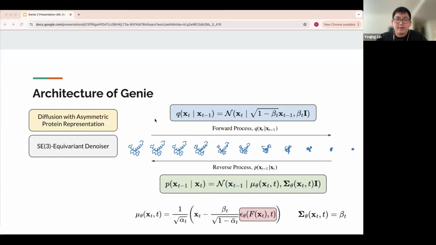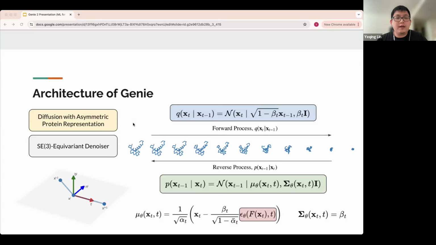One thing to point out is that in the reverse process, each protein is actually represented as a cloud of frames. The F function there is a transformation function that transforms a point cloud into a cloud of frames. And these frames are just Frenet-Serret frames, constructed based on consecutive C-alpha atoms, as an example shown on the left here. This provides additional orientation information for denoising and allows us to leverage the expressivity of the SE(3) equivariant denoiser and achieve better model performance.